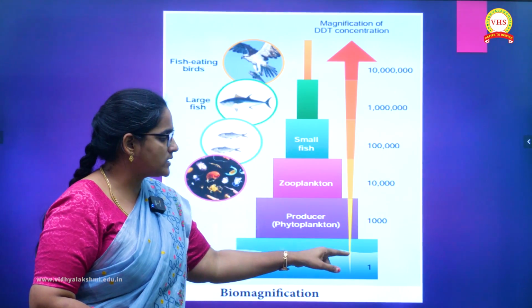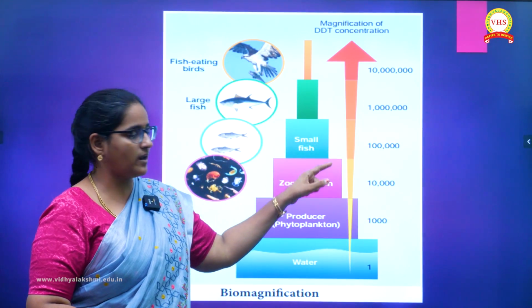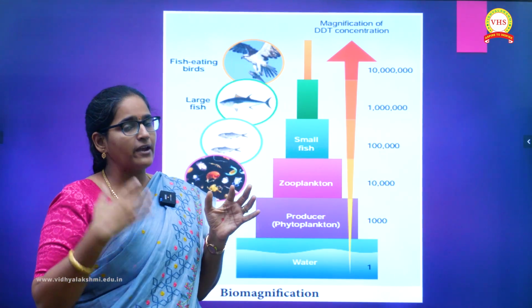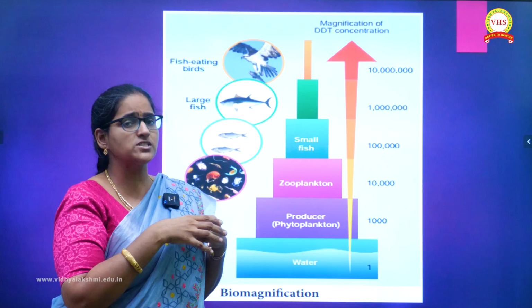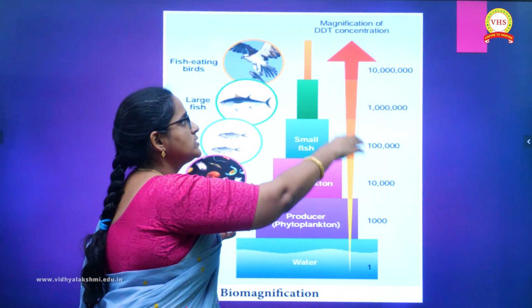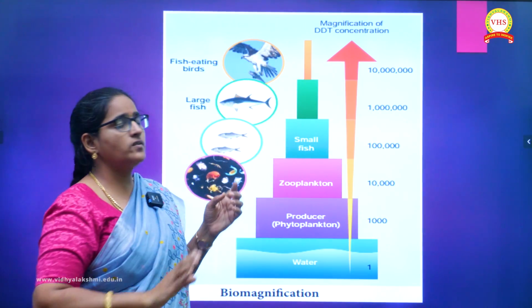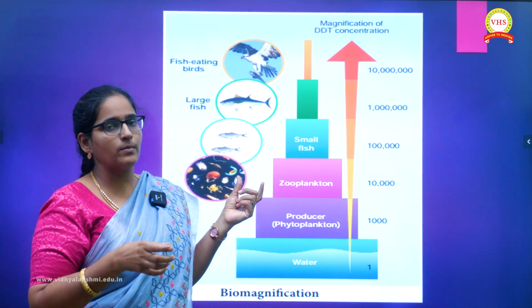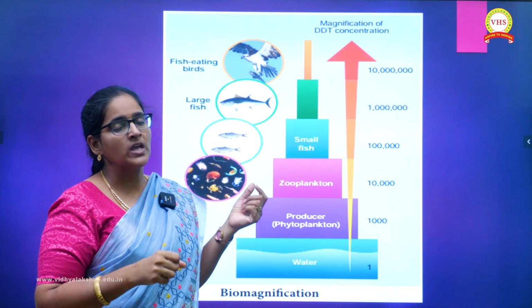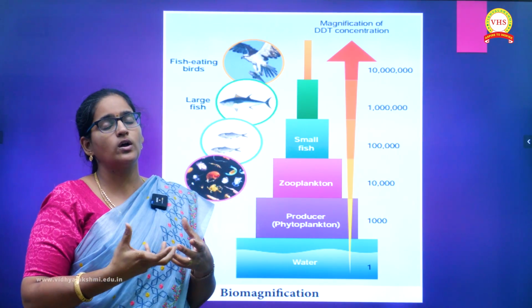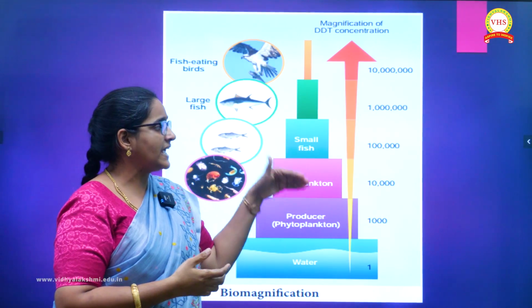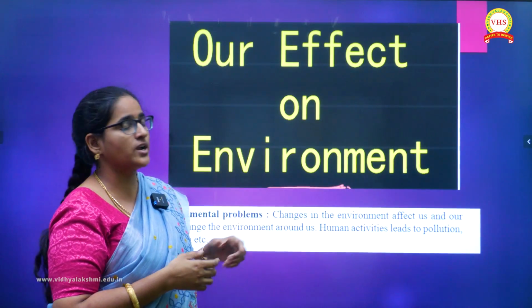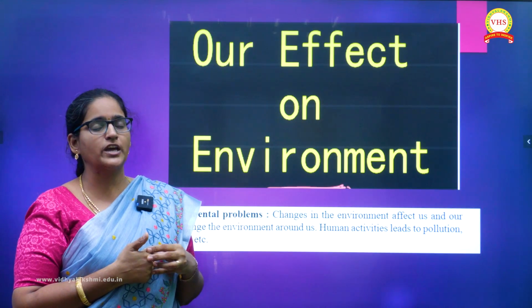If you look at the concentration of this particular DDT chemical, it is very low in the water. But these organisms, throughout their lifetime, consume the water as the major resource of food. So the topmost carnivores, the fish eating birds, have a much higher concentration of DDT chemical accumulated in their body. This kind of increase in the concentration of a toxic chemical in each and every step of a food chain is called biomagnification. I hope you understood this biomagnification topic.